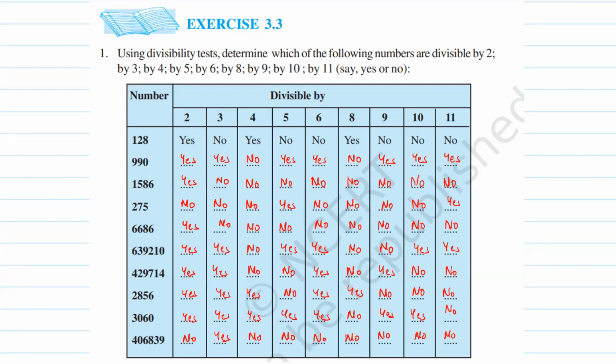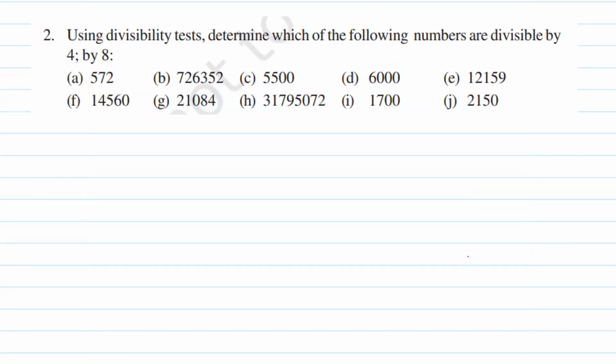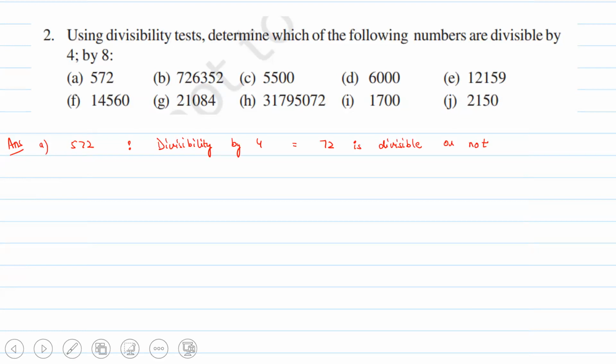Coming to the next question of exercise 3.3, which is saying, using divisibility test, determine which of the following numbers are divisible by 4 and by 8. Okay, so let's say 572. For the divisibility rule of 4, I'm doing the first one, divisibility by 4. We'll check whether the last two digits, 72, are divisible or not. So is 72 divisible by 4? Yes. So 572 is divisible by 4.